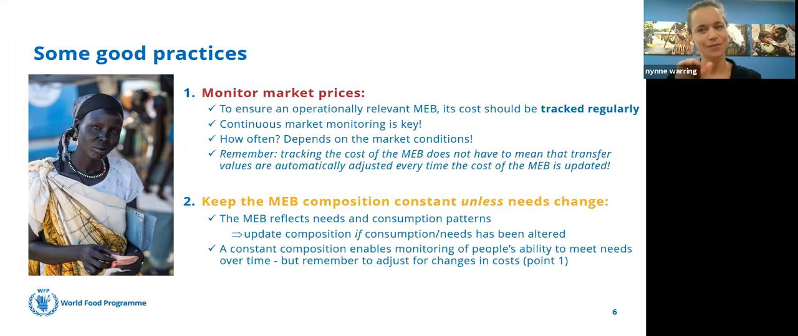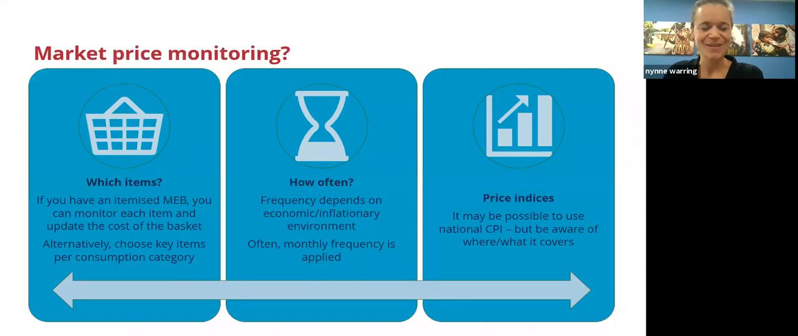Monitor prices, and most of you already do, or your partners do, or you have some sort of an idea of that. And then if you have an MEB that is well established and it still reflects consumption of the people that it intends to describe, then there is not necessarily any need to change the composition of the basket. Okay, we'll talk a little bit more about both of those, and then I'll leave it over to the actual practitioners to talk. Okay, so market price monitoring.